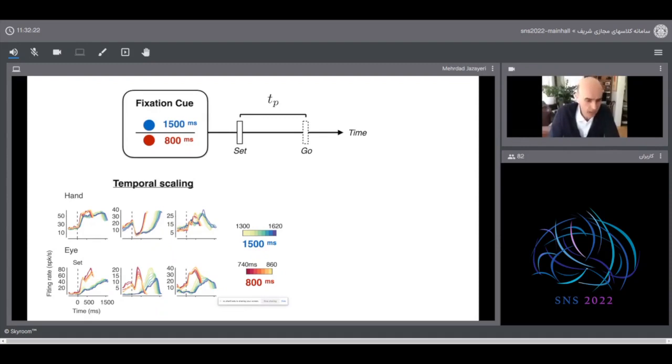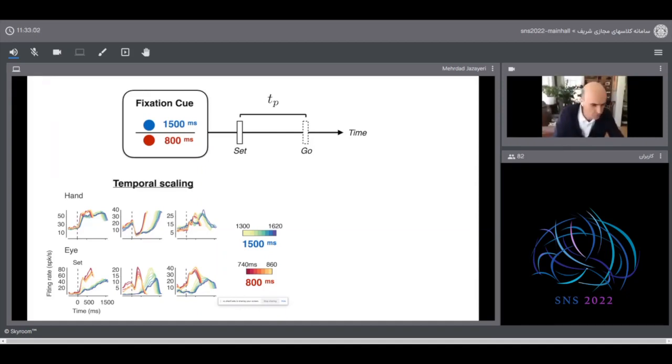But what caught our eye, and was a very prominent feature in the data, which you can see and validate here with your own eyes, is that although neurons have highly idiosyncratic firing patterns, they seem to stretch their response with the same general profile when they produce a longer interval compared to a shorter interval. So the profile of the response of a neuron doesn't seem to change much, but it is stretched in time or compressed in time, depending on whether the animal produces a shorter or a longer interval.